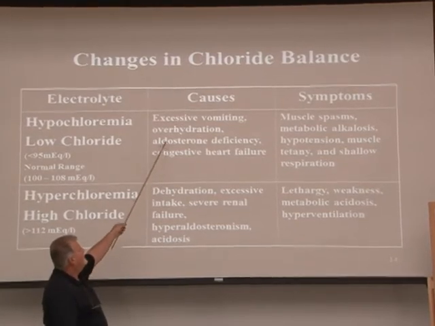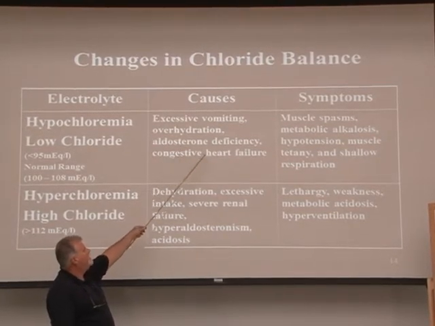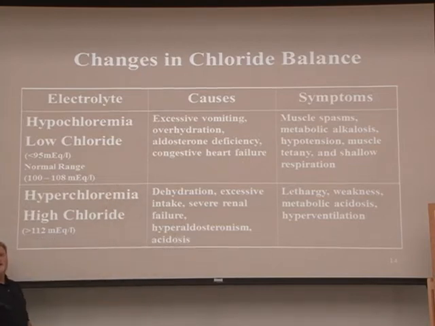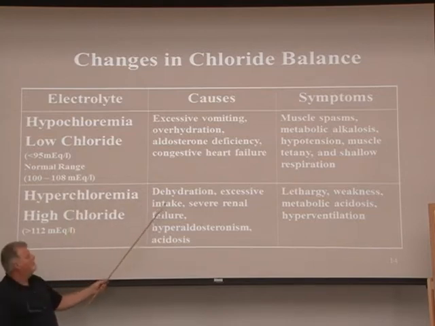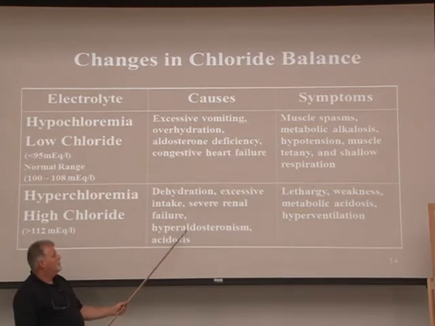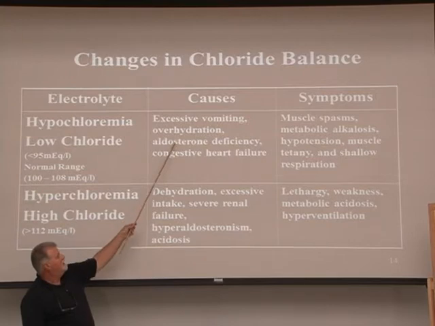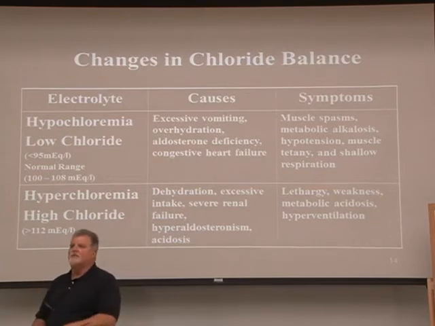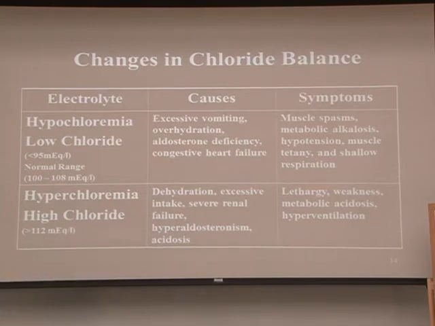And then overhydration would do it. And aldosterone deficiency would do it. And then people that are in congestive heart failure, you always have to worry about potassium blood levels. And then if you're hyperchloremic, you're dehydrated, excessive intake, severe renal failure would do it. And then hyperaldosteronism. So this is not enough aldosterone, this is too much aldosterone. Then again, because sodium and potassium are responsible for depolarization and repolarization, what you're going to see is problems with muscles, cardiac problems, and nervous system problems.